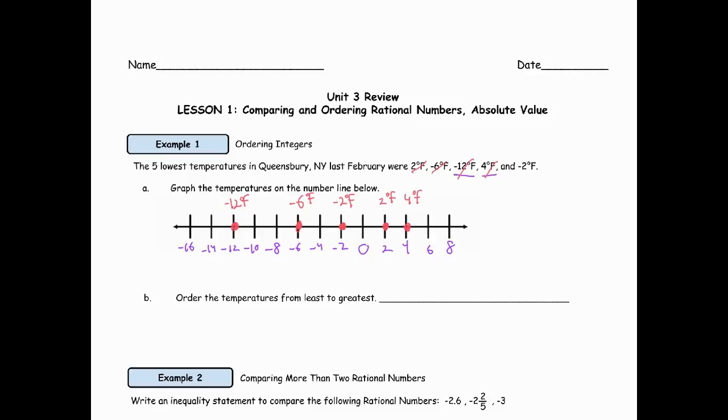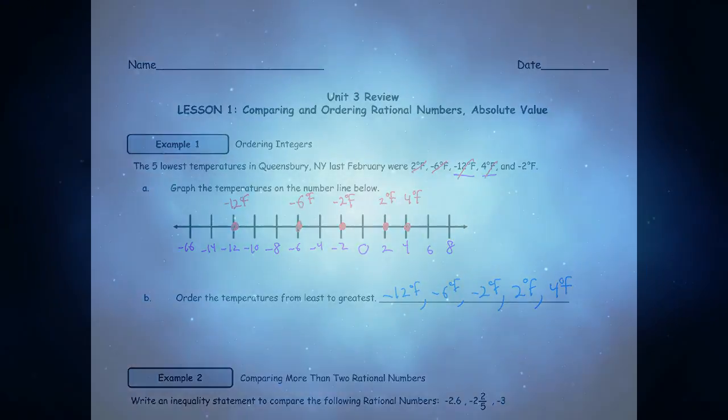And now we can even do part B, where it says order the temperatures from least to greatest. Well, the nice thing here is since they're on the number line, they're in order from least to greatest, from left to right. The -12 degrees Fahrenheit is smallest. Then comes the -6 degrees Fahrenheit, the -2 degrees Fahrenheit, into the positives with 2 degrees Fahrenheit, and +4 degrees Fahrenheit is the largest, or the greatest temperature.